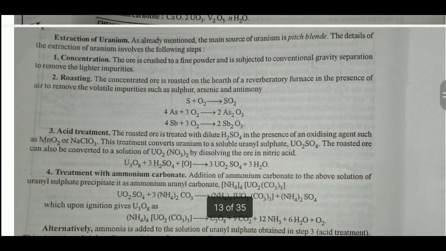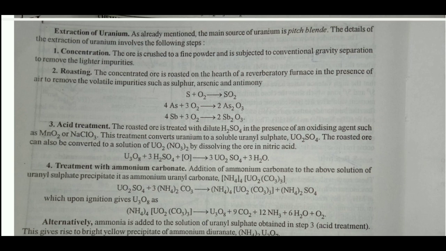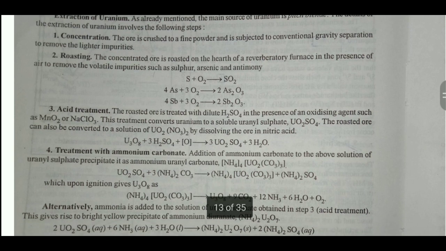Extraction of uranium. As already mentioned, the main source of uranium is pitchblende. The extraction of uranium involves the following steps. First, concentration. The ore is crushed to a fine powder and subjected to conventional gravity separation to remove the lighter impurities. Second, roasting. The concentrated ore is roasted on the hearth of a reverberatory furnace in the presence of air to remove volatile impurities such as sulfur, arsenic and antimony.